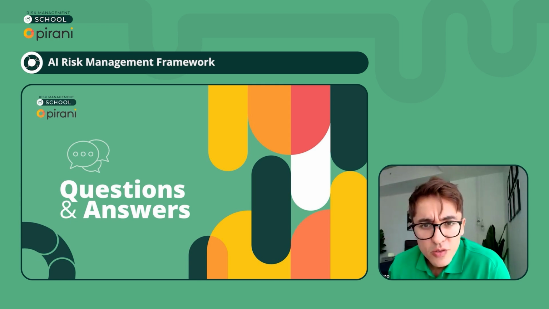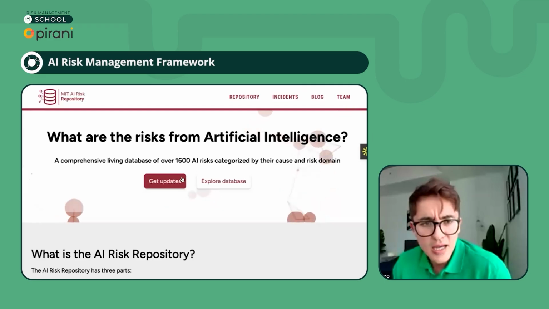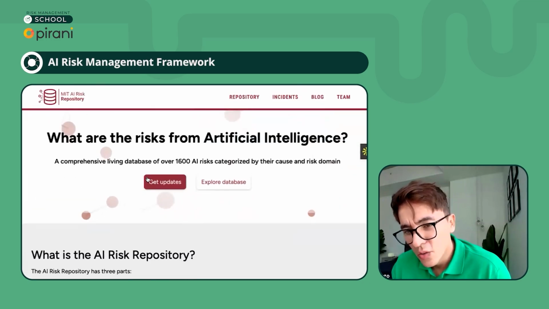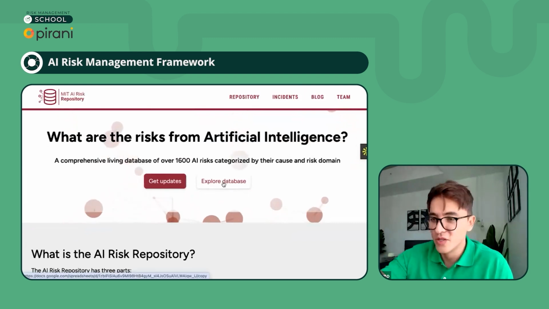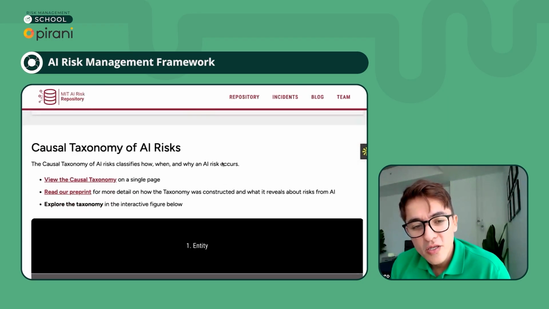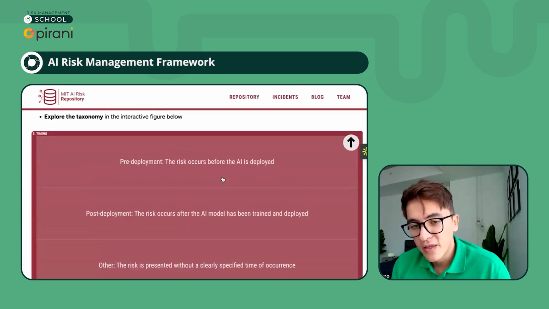In order for you to get that information directly, I'm going to put the link in the chat. So if you want to take a look at the MIT site, I put the link in the chat: airisks.mit.edu. You can see an explainer video. If you go to explore database, you go directly to the spreadsheets of all the risks, and there are more documents here like the causal taxonomy, the paper, and other things.